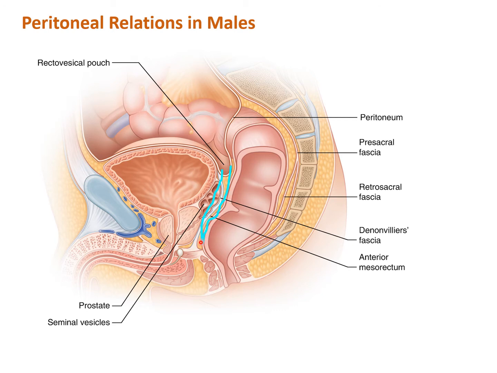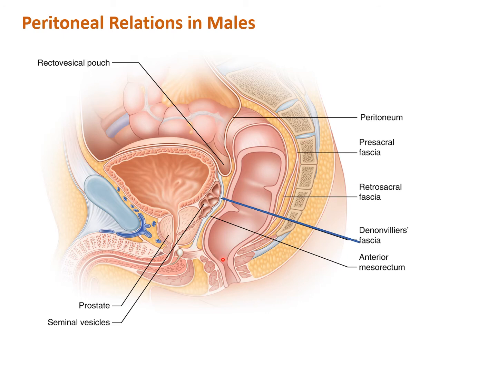So what remains instead of this rectovesical pouch, which was extending all the way to the pelvic floor, is the Denonvilliers' fascia. This is how the Denonvilliers' fascia is formed, and it's an important clinical landmark, especially when surgeons are operating on rectal cancers, prostatic cancers and urinary bladder cancers. So it is an important structure to remember.